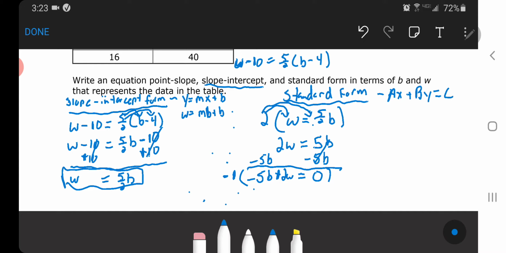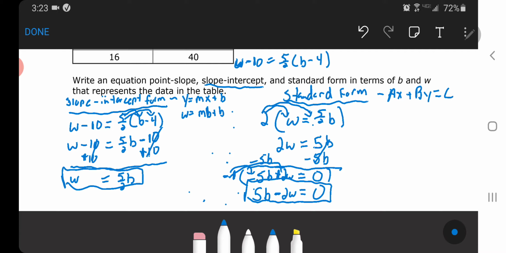But negative 1 times a negative 5, well, negative times a negative is a positive. And 1 times 5 is 5, so we get 5b. And that negative 1 times that 2w, well, negative times a positive is a negative. And 1 times 2 is 2w. And of course, take a negative 1 times 0, it doesn't matter, we're still just going to get 0. So there's our standard form of the equation.